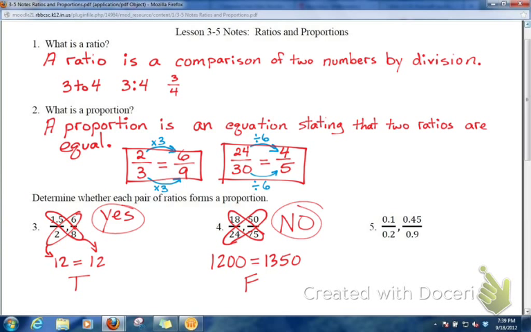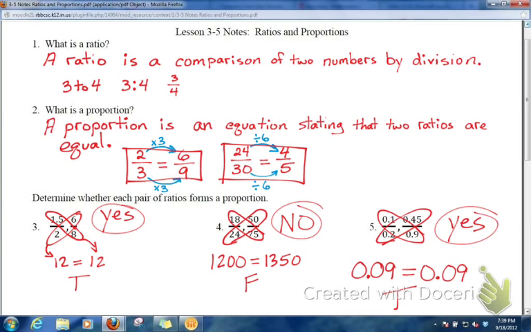So again, same thing with number 5. We're just going to simply use our cross products. 0.2 times 0.45 and 0.1 times 0.9. And yes, 0.2 times 0.45 is 0.09, and 0.1 times 0.9 is 0.09. Those two are equal. So yes, these two fractions do form a proportion. So that's again using cross multiplication to just simply see if the two ratios are equal. Do the two ratios form a proportion? And they do if the two cross products are equal.